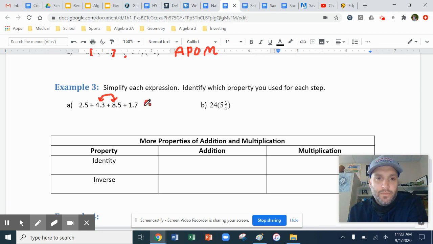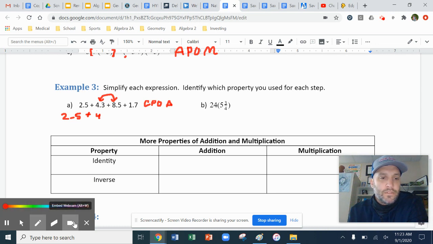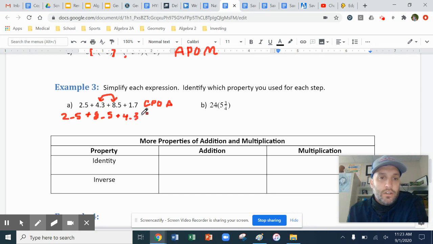So I'm going to use the commutative property of addition. And so now I'm going to have 2.5 plus 8.5 plus 4.3 plus 1.7.